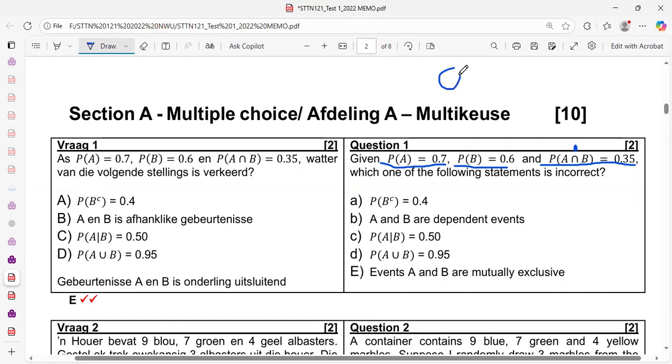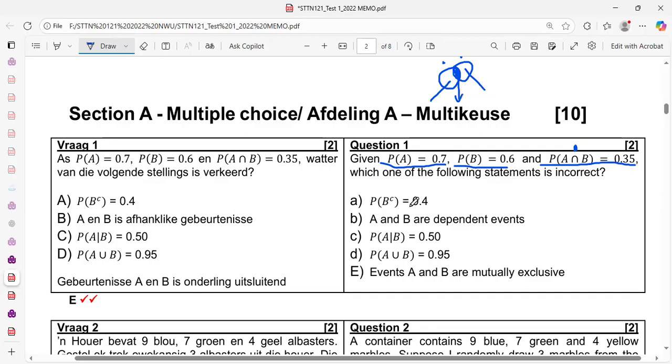If you are given the probability of A and B here, if this is the probability of A and this is the probability of B, this is where you're going to find the intersection between these two. So this one will be the probability of A and this one will be the probability of B. Then this is the intersection. So the probability of A is 0.7, the probability of B is 0.6, and the intersection is 0.35.